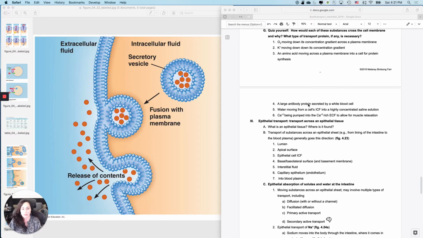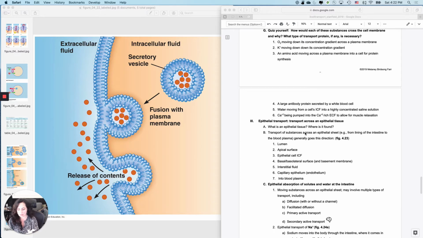Last little tidbit before we get into moving things across epithelial membranes is just to give you guys the opportunity to quiz yourself and see if you've figured out how to predict how things get across cell membranes. So we're going to go through G right here. How would each of these substances cross the cell membrane? It's really important that you don't just rote memorize this. You need to understand why it would cross that way, what type of transport protein it is, and what the transport is actually called. So we're going to practice this a little bit.